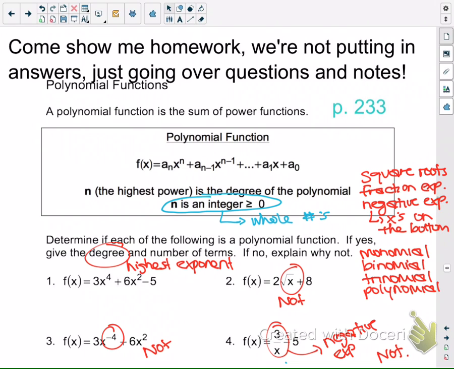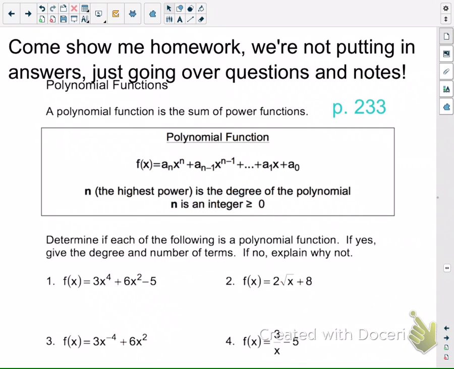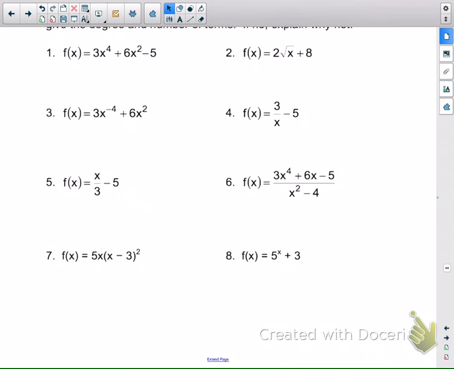I'm going to keep scrolling down to the bottom here, which means I'm going to lose what I've written up here, but here we go. The other ones that are not polynomials would be what? 6. Not a polynomial. There's x's on the bottom. There's one more that I didn't mention in particular. 8. Why not? The x is the exponent. Our exponents have to be integers greater than or equal to 0, which means whole numbers, right? If x is the exponent, then it is not a polynomial. So that leaves me with 1, 5, 7.